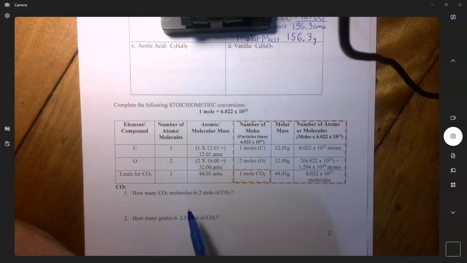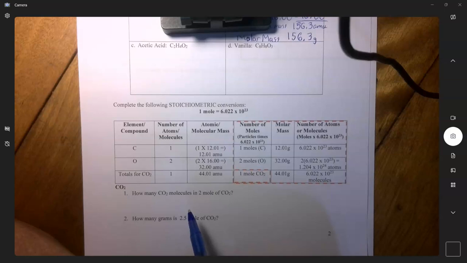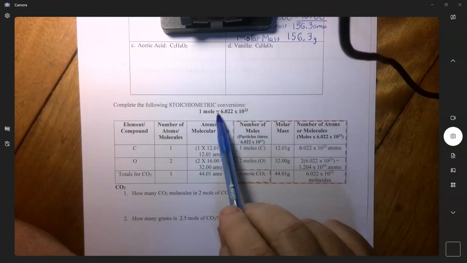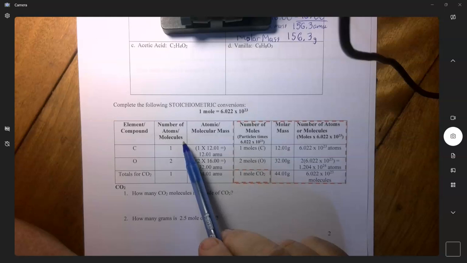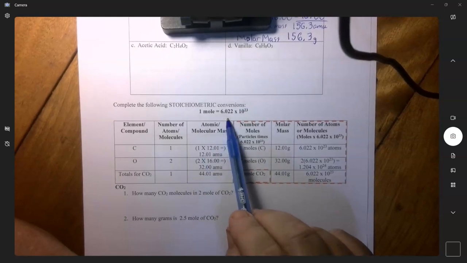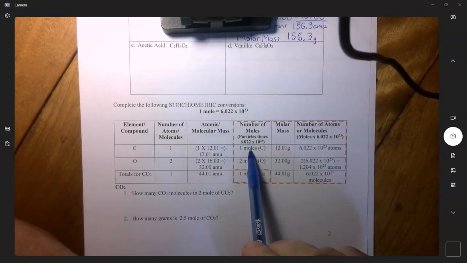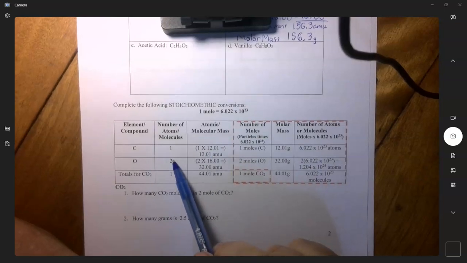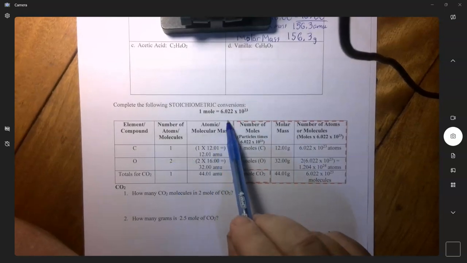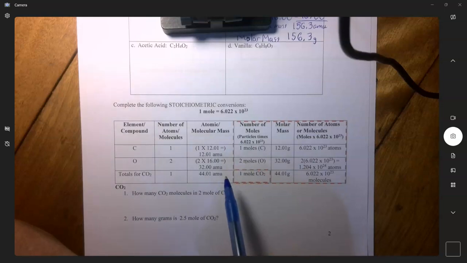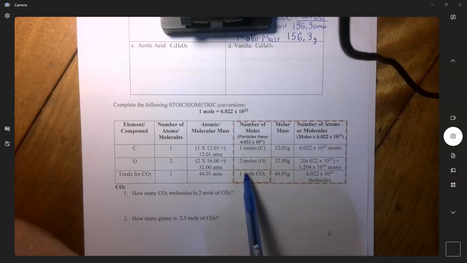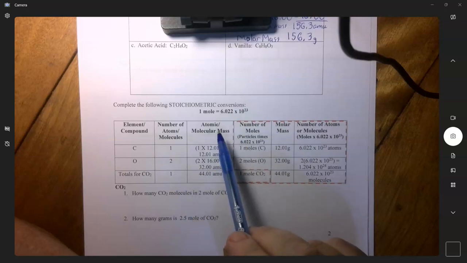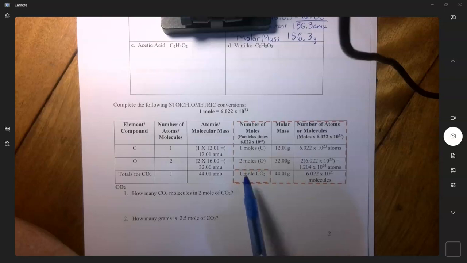But again, our thinking is to get away from dealing with atoms and molecules and atomic mass units and deal with these big baskets called moles. So a big basket of 6.022 times 10 to the 23rd. So if you multiply an atom of carbon times a mole, you get 1 mole of carbon atoms. If you multiply 2 atoms of oxygen times a mole, you get 2 moles of oxygen atoms. And of course, 1 molecule of CO2 times a mole gives you 1 mole of CO2.